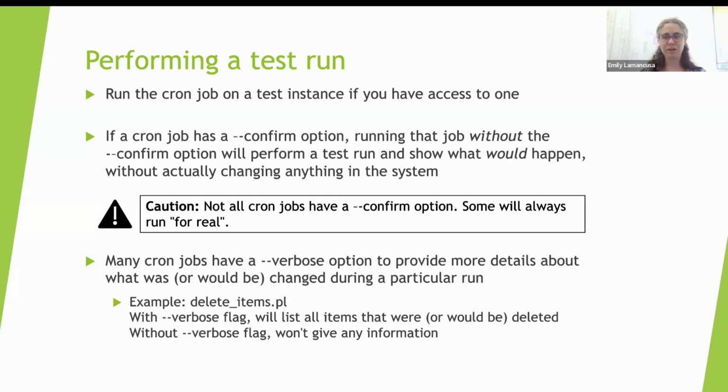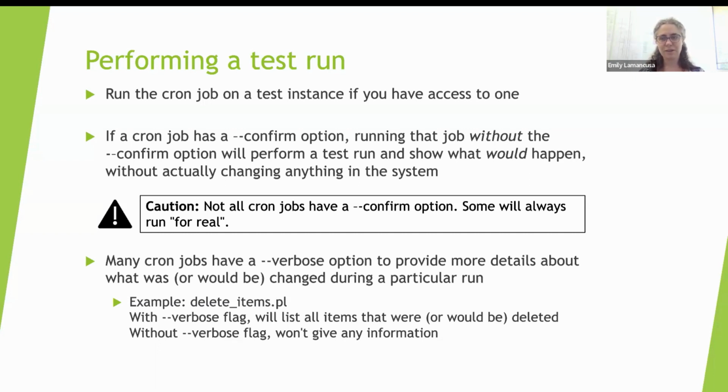Another option that many of the cron jobs have that can go hand in hand with the confirm option is the verbose option. What that does is, whether you're doing a test run or a real run, it will give you a lot more information about exactly what that cron job did in that particular run. So for example, there is a delete items cron job, which will automatically clean up old items on your system based on whatever other options you've specified. If you run that with the verbose option, it will repeat back to you what options you specified. So if you save it for later, you'll be able to go back and see what exact options you chose. And it will also list all of the items that are deleted, or if you're doing a test run, all of the items that would be deleted.